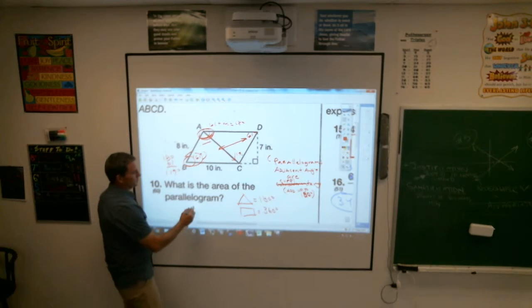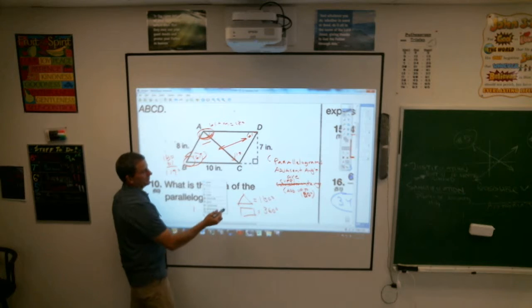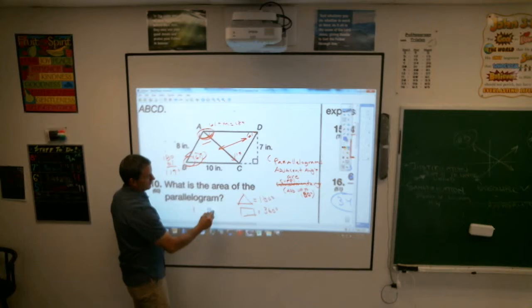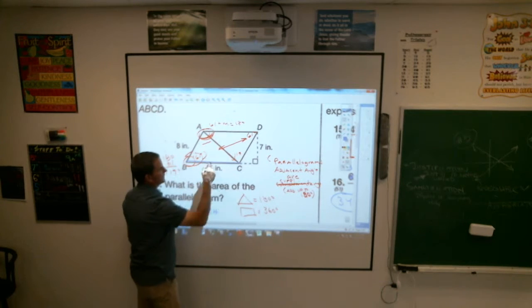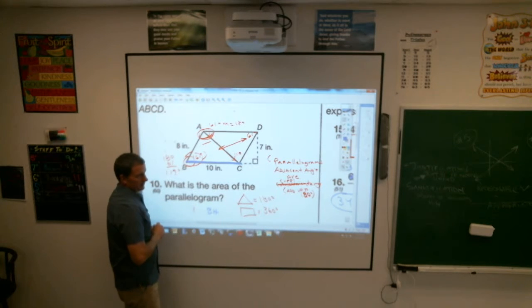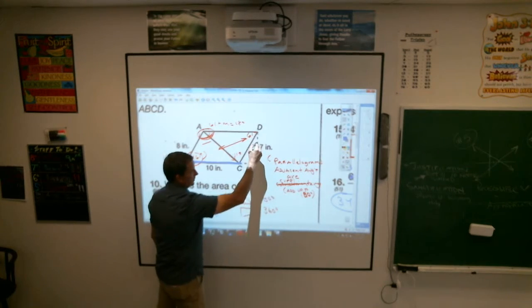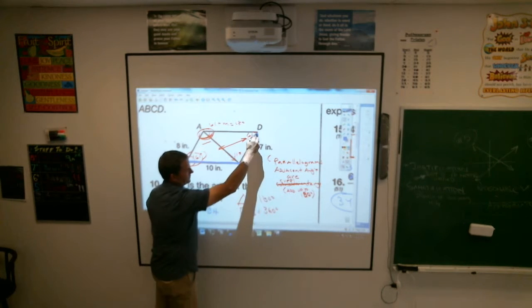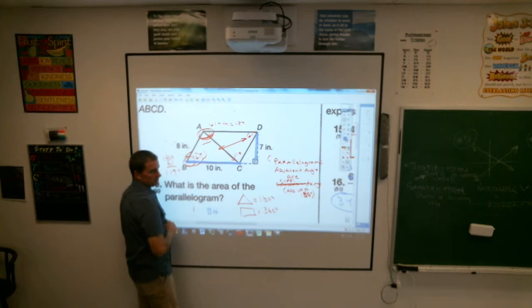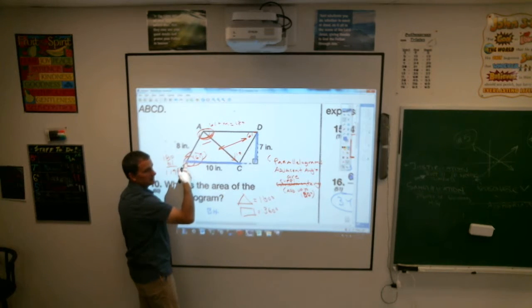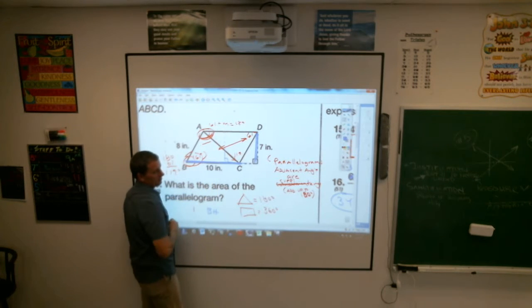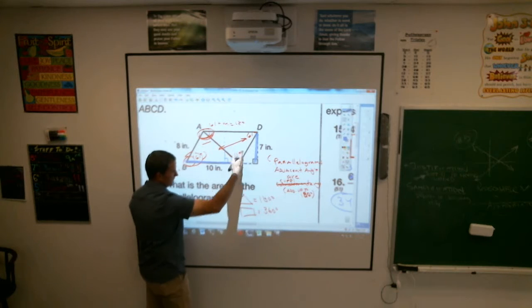Because area of parallelogram is just base times height. I don't know why they did that. Area of the parallelogram is just base times height. You multiply this times whatever line is perpendicular to it. What line is perpendicular to it? This one. The area of this parallelogram is 10 times 7, 70 inches. Not 10 times 8, because that's not its height. The height has to go straight up and form a right angle with the base. Base, height, 10 times 7 is 70.